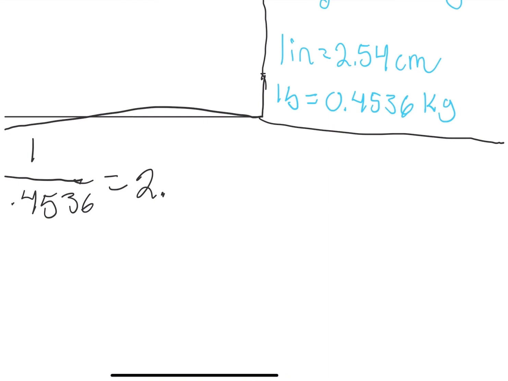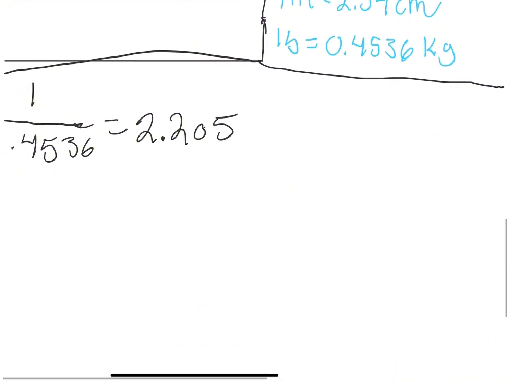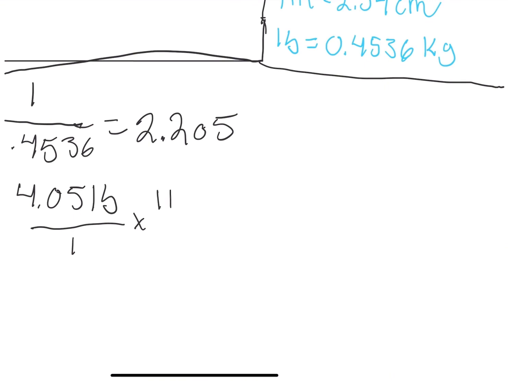So 1 over 0.4536, okay, that's going to equal 2.205. And since we're going smaller to larger, we're going to divide, and 2.205 is going to be our conversion factor for that. So underneath here we can go ahead and write 4.05 over 1, and then multiply that by 1 kilogram over 2.205 pounds.